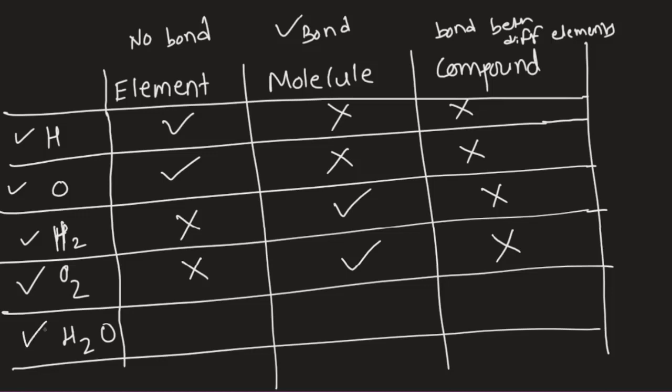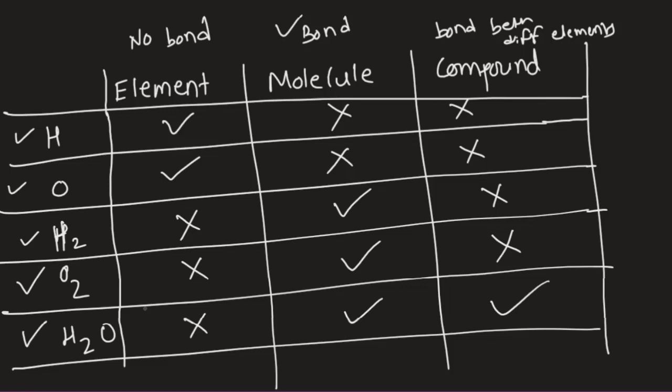The final example is H2O. Is it an element? No, because there are bonds involved here. Is it a molecule? Yes, because there is at least one bond. When we say molecule, we need at least one bond, and yes, there is at least one bond there. Is it a compound? Yes, it is a compound. The reason being there is a bond between hydrogen and oxygen, which are two different types of elements, and that's why it is called a compound.